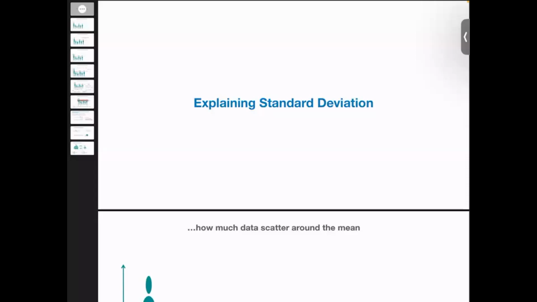Recap what we did so far. If I ask you to measure the center, what do you use? You use either mean or median, right?